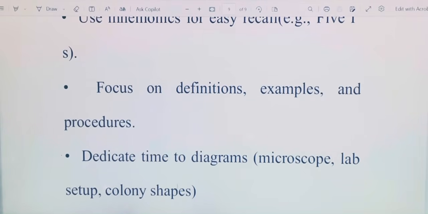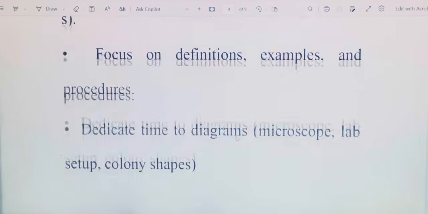Then dedicate time to diagrams: the microscope, lab setup, and colony shapes, so you can differentiate the different types of colonies using their shapes. Dedicate your time to study the microscope so you know the different parts of a microscope. You don't need much time for lab setup, because you basically need to know how the lab is structured, how it is painted, how it is ventilated, and how the illumination and lighting is. So that's it basically.